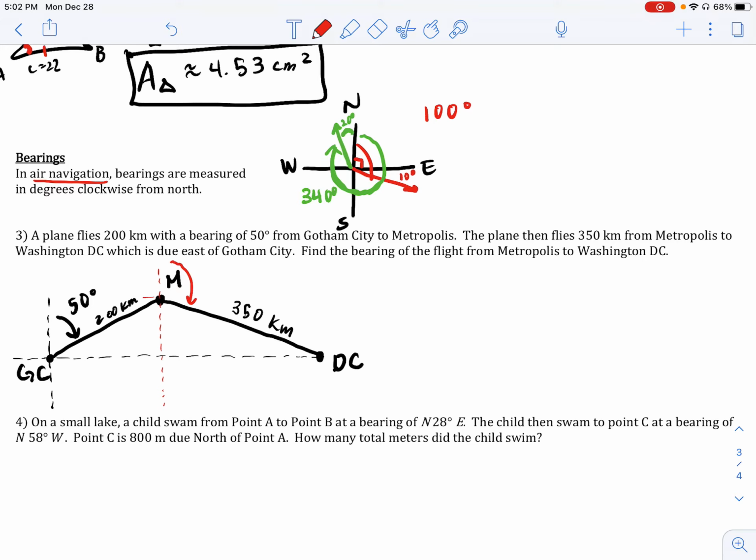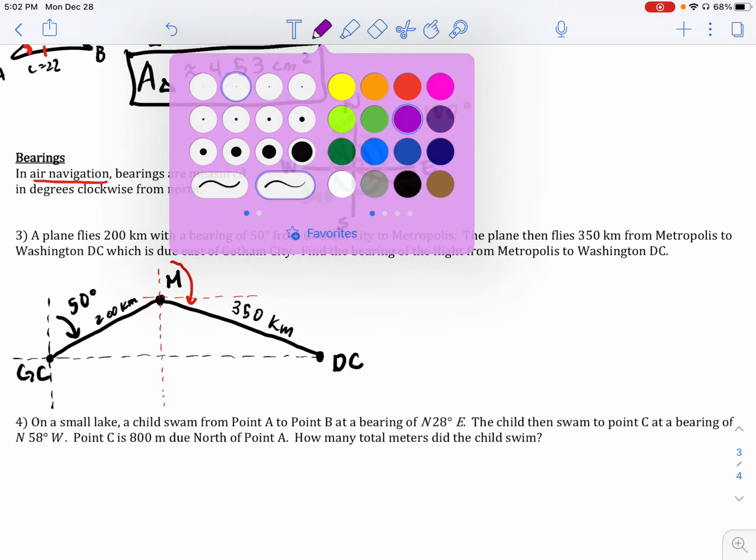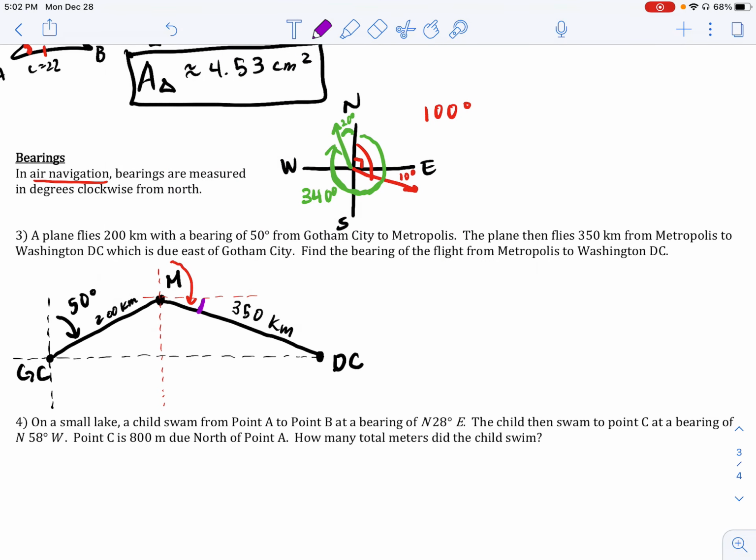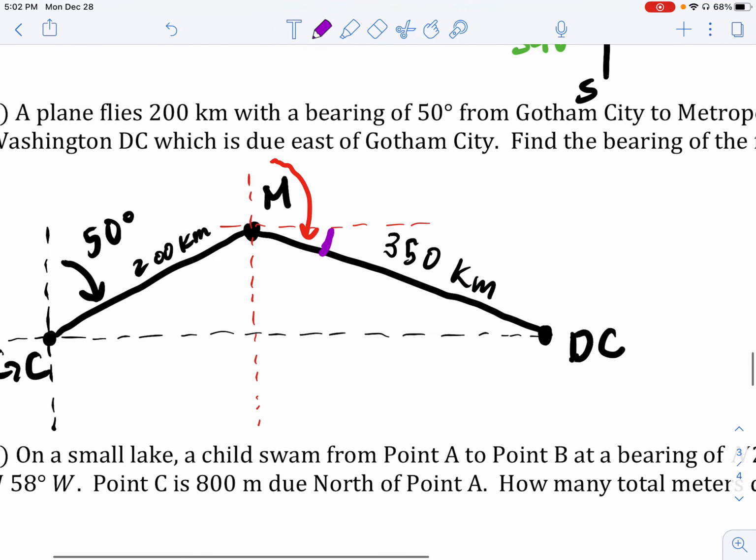So one way of visualizing this is finding a way to determine this angle here. Let me zoom in on that picture a little bit. This angle here, the angle from that horizontal to the path that this plane traveled from Metropolis to Washington, D.C. We're going to leverage the fact that this is a right triangle here. That's going to help us out. To determine the missing angles, we're going to use some basic geometric properties.